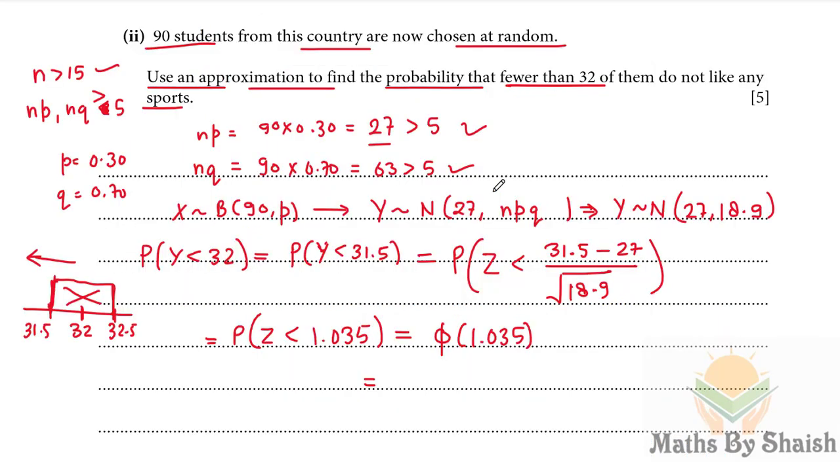So the answer is 0.8497, and we write our answer till 3 significant figures. We can see that the third place is 9, and the next digit is more than 5, so it is going to be 9 plus 1, so the answer is 0.850, and that's the answer.